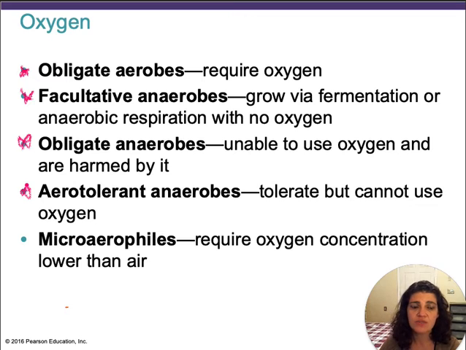Aerotolerant are bacteria that tolerate the oxygen but don't use it, differently from the facultative anaerobes that can use it. And microaerophiles are bacteria that use only a very specific concentration of oxygen to survive. If there is more than what they need, they die. If there is less than what they need, they die.